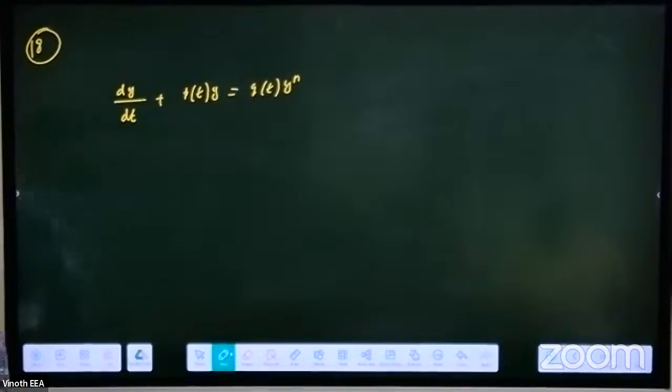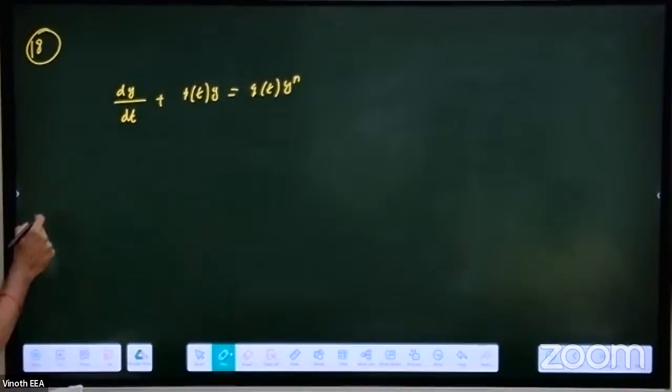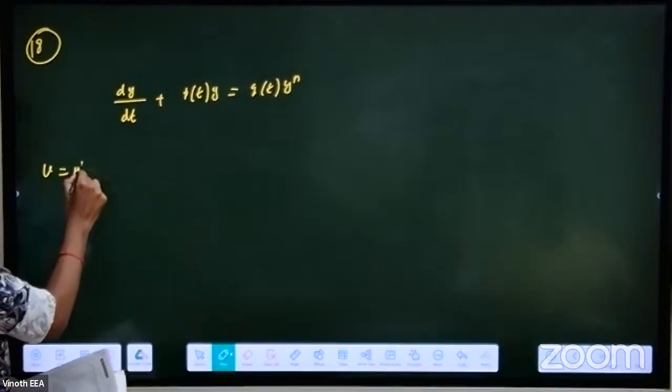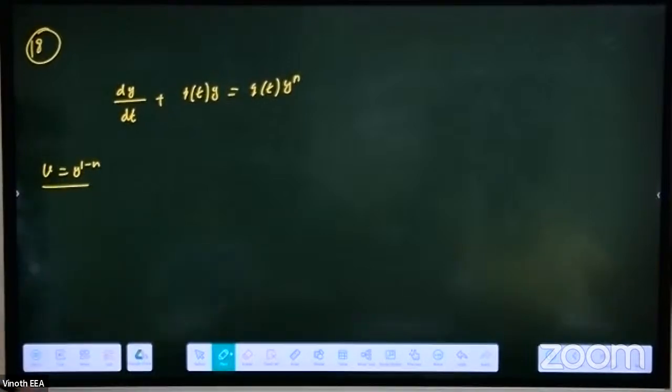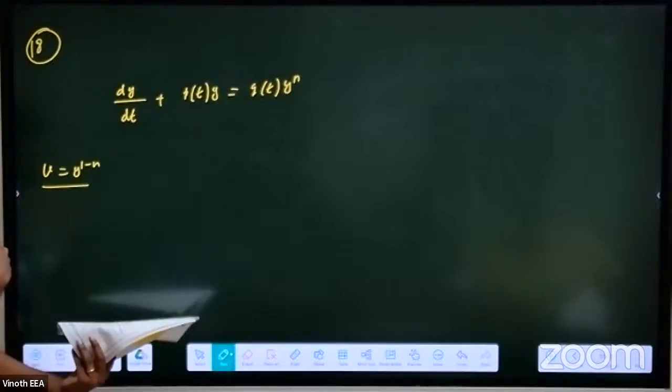What formula is this? Non-linear or Bernoulli's form. They are asking us to replace v as y power 1 minus n. Okay, y power 1 minus n has to be replaced as v. It is the same as whatever we did already.